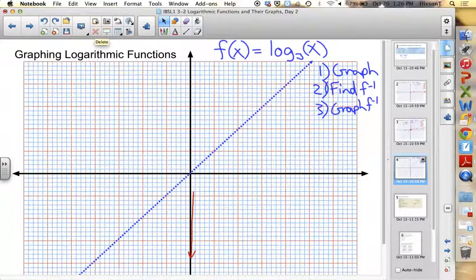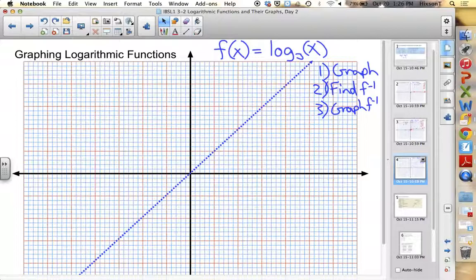Wait, don't all move at once. Is that 3 under the log? The base is 3? Yes, the base is 3. Sorry, it's a little squiggly. And don't just reflect it. Actually find the points and make sure it actually ends up being the reflection. That's how you check yourself.